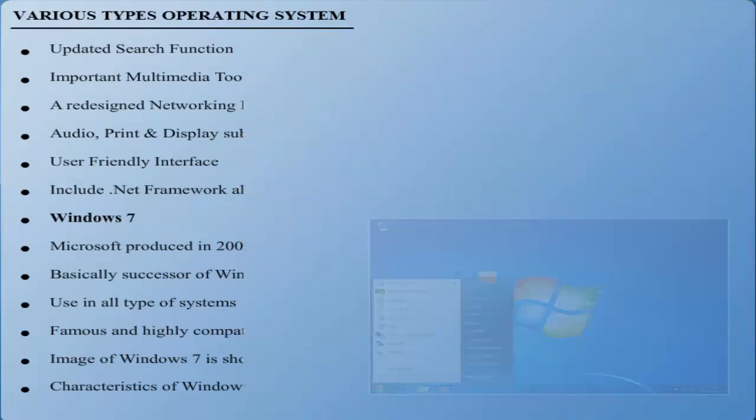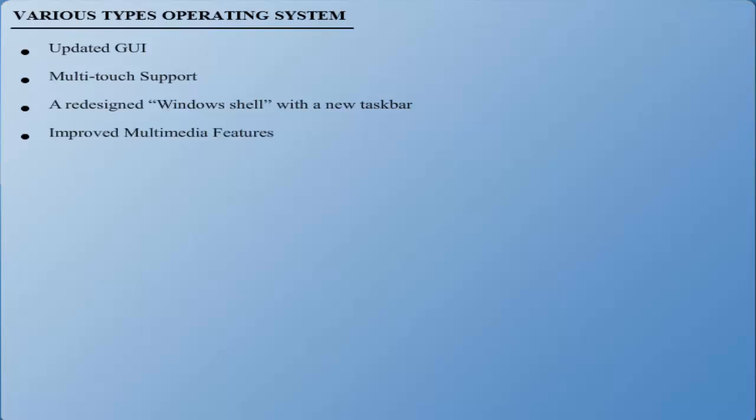Number 2, multi-touch support. Number 3, a redesigned Windows shell with a new taskbar. Number 4, improved multimedia features. Number 5, faster startup. Number 6, remote desktop features. Number 7, important security features. Number 8, improved performance on multi-core processors.